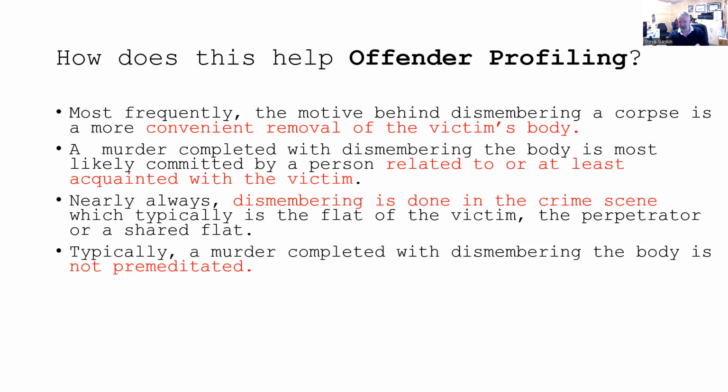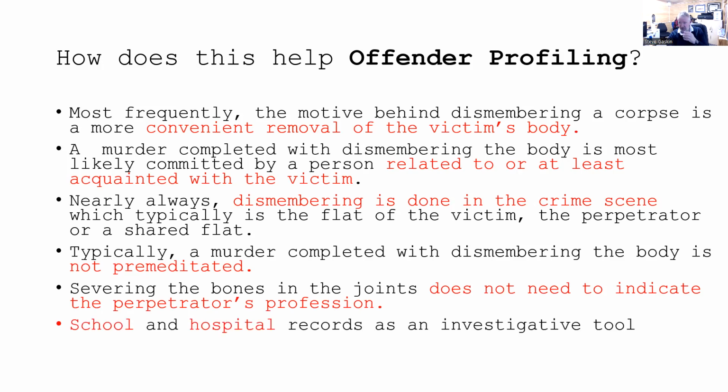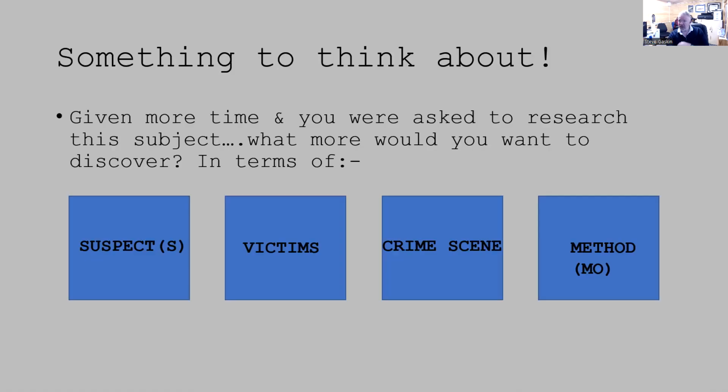That doesn't mean to say you can't charge with murder. I don't want this to turn into a law lecture, but again, you need to know the difference between murder and manslaughter, what needs to be proved. Severing the bones in the joints does not necessarily indicate the perpetrator's profession, as we said earlier on. And school and hospital records are hugely valuable as an investigative tool. So this just is something to think about.